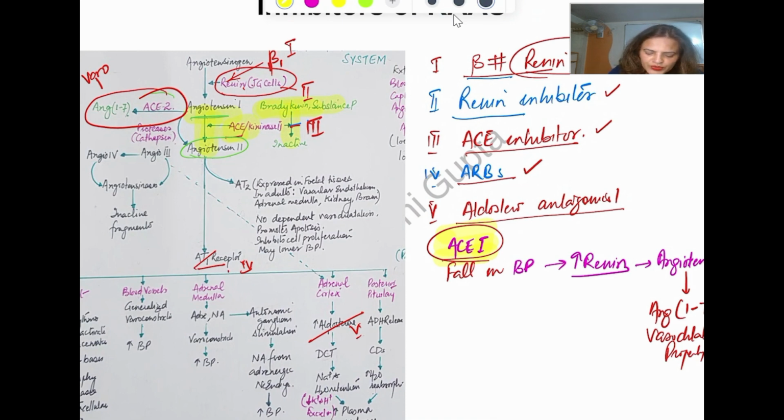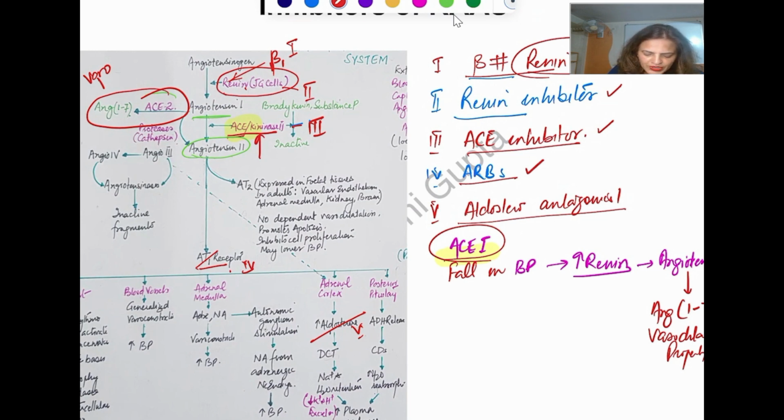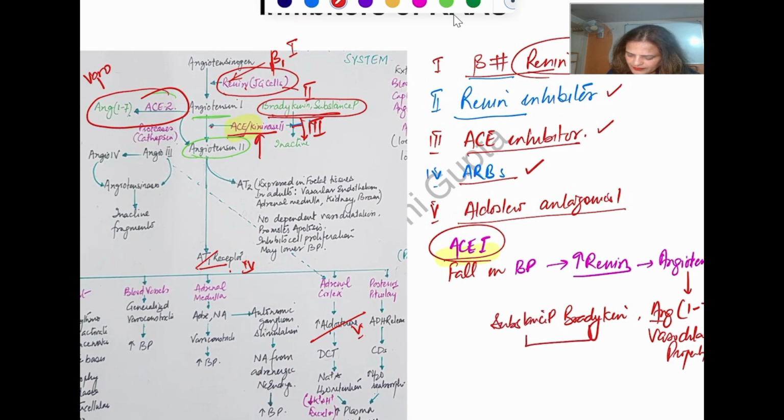Now what will happen if we give the ACE inhibitor? We are going to inhibit this. Now we are inhibiting this by giving the drug. It is not only going to inhibit this, but it is also going to inhibit this pathway. That means bradykinin and substance P won't be degraded. So there will be accumulation of bradykinin and substance P. This is going to cause the cough. ठीक है, इससे क्या होगा पेशेंट को? This is the side effect of the angiotensin converting enzyme inhibitor.